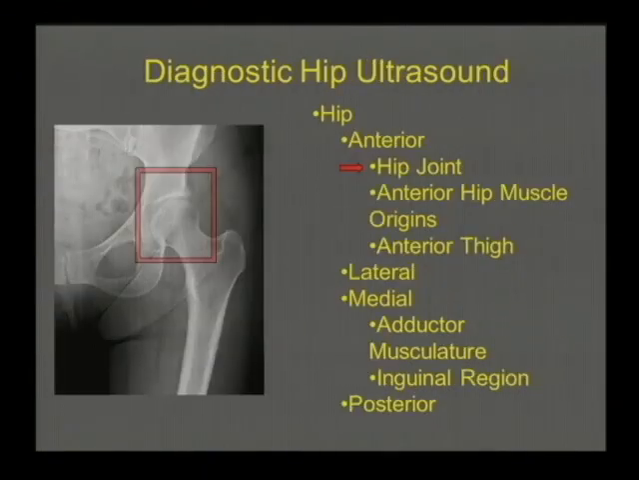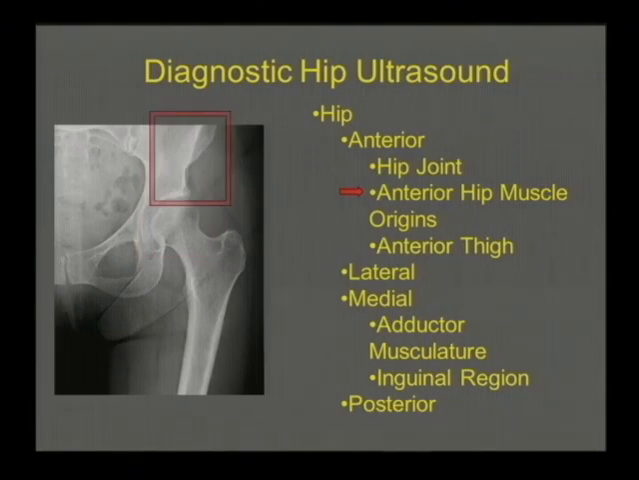Okay, so starting with diagnostic hip ultrasound. Again, divide the hip and surrounding region into really four major areas. This is how I approach the hip. Anteriorly, we're going to look at the hip joint itself, including the femoral head and neck, the acetabulum, the labrum, some of the structures that we can see along the anterior margin. I'm going to look at some of the anterior hip muscles as well.